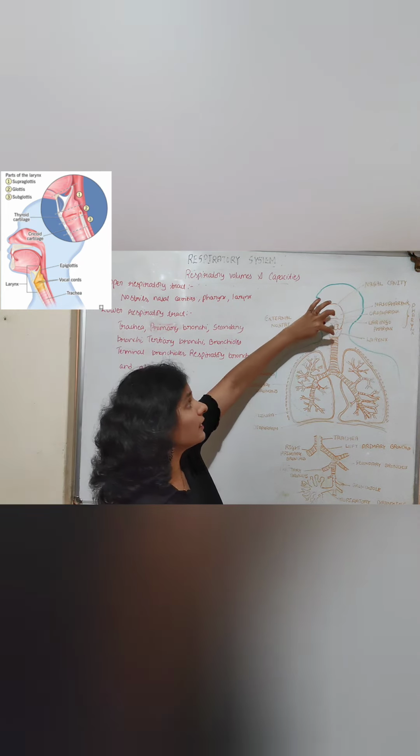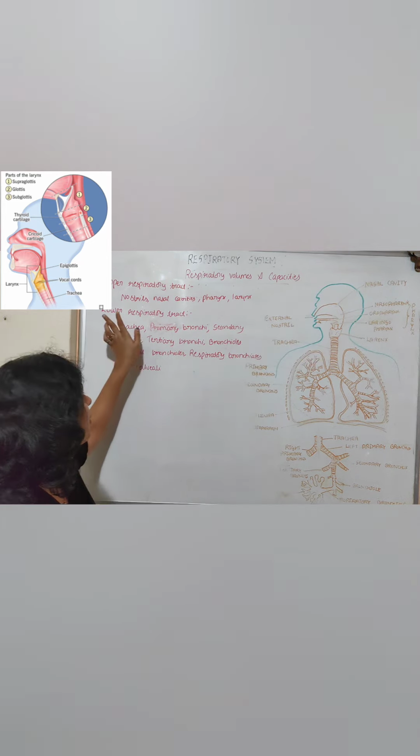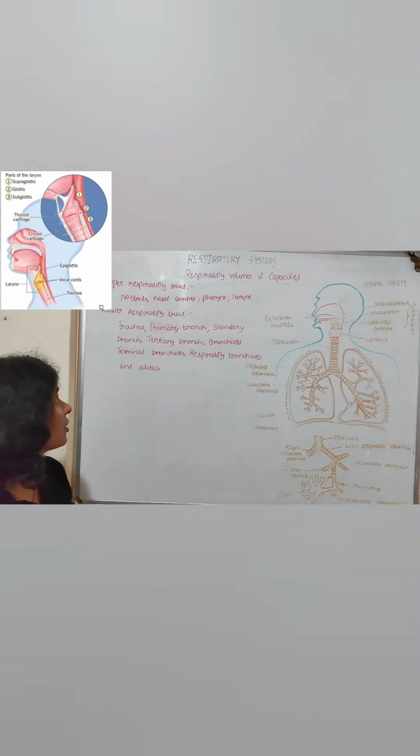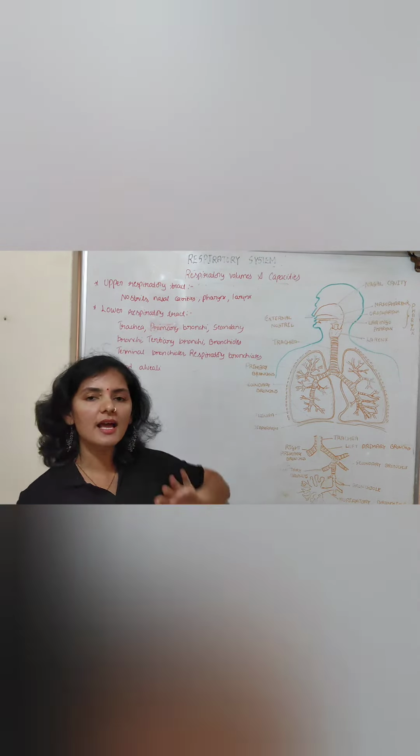So pharynx leads to larynx, larynx leads to trachea, which is a part of the lower respiratory tract. So the upper respiratory tract has nostrils, nasal cavity, pharynx and larynx.